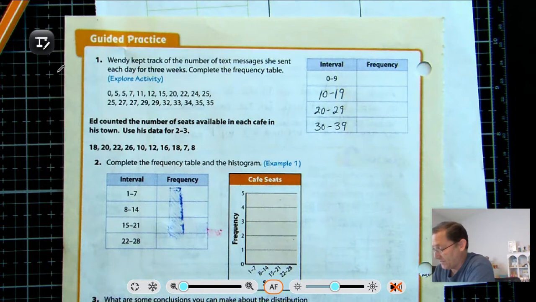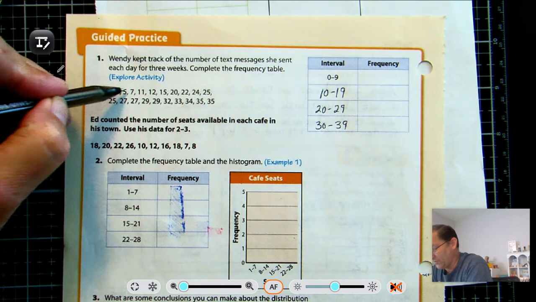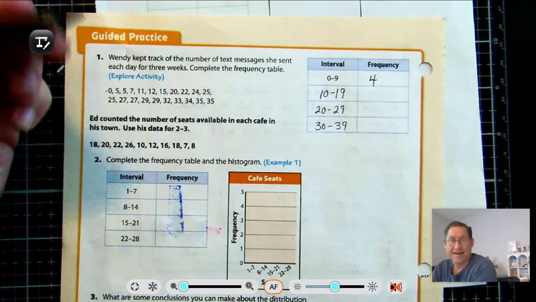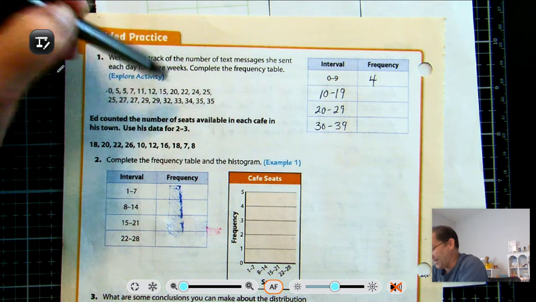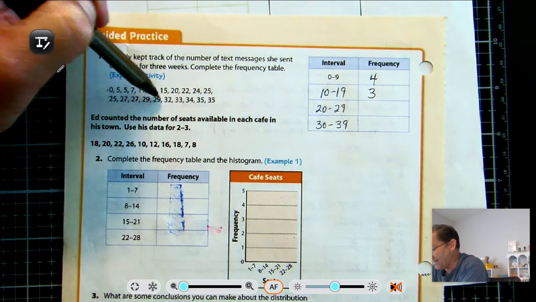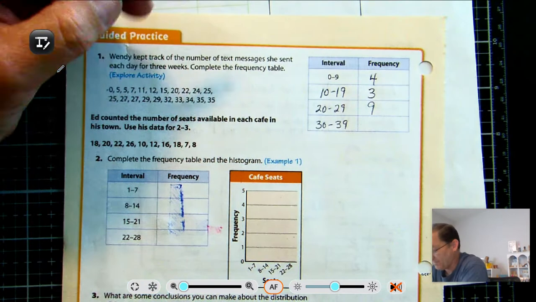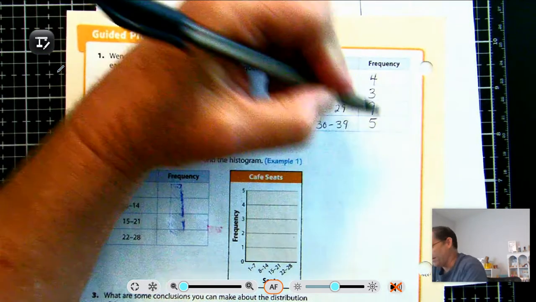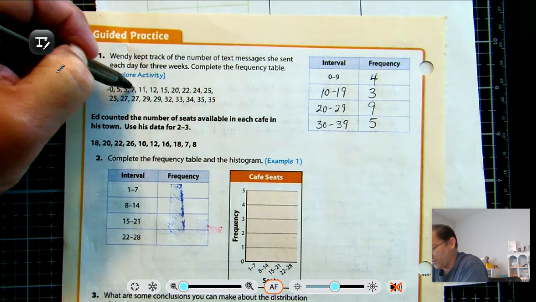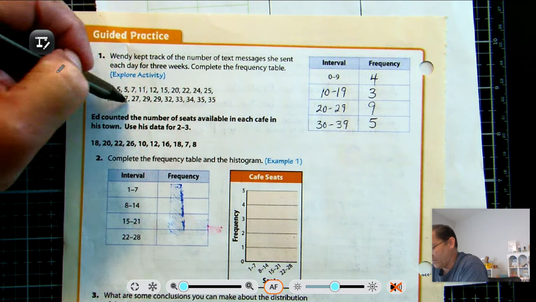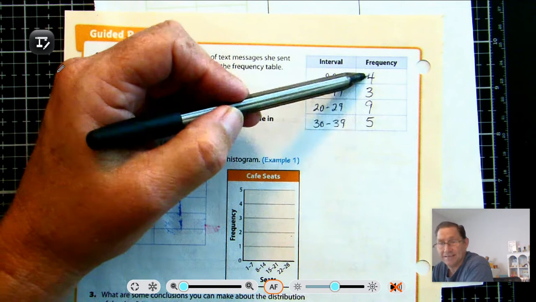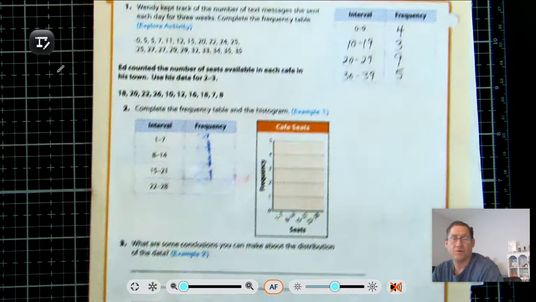So how many do we have from 0 to 9? We have 1, 2, 3, 4. From 10 to 19, we have 1, 2, 3. 20 to 29, 1, 2, 3, 4, 5, 6, 7, 8, 9. And from 30 to 39, 5. Okay, so 21 data points, and our frequency adds up to 21. So we have all the numbers accounted for.